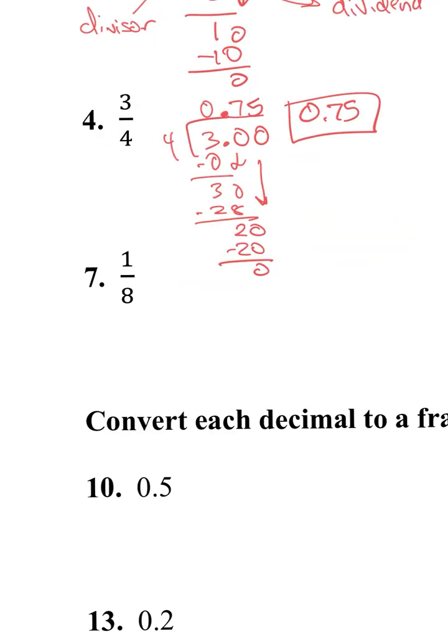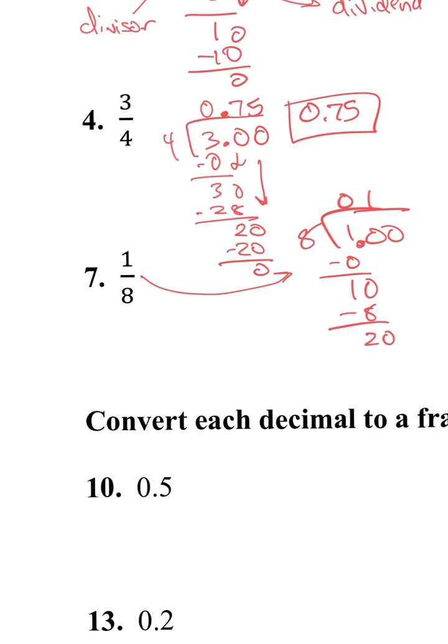Okay, number 7. On number 7, I'm going to go ahead and write this over here. So I'm going to take 1, divided by 8, put my decimal point, and add a couple zeros. 8 will go into 1, 0 times. 0 times 8, 0. Subtract those, I get 1. Bring down the 0. 8 will go into 10, 1 times. 1 times 8, 8. Subtract those, I get 2. Bring down the 0. 8 will go into 20, 2 times. 2 times 8 is 16. Subtract those, I get 4.